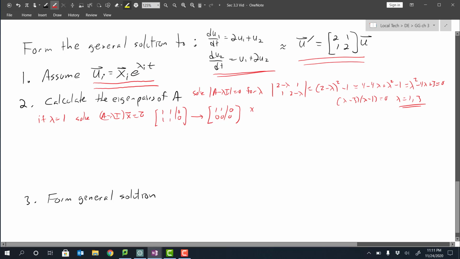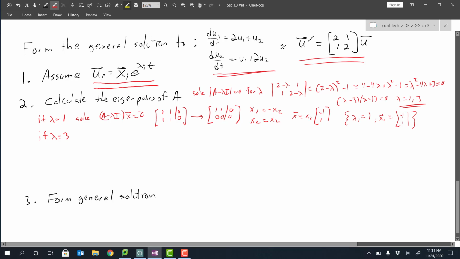From here, I'll write out the associated equations. x1 is equal to negative x2. x2 is my free variable. And I can write my solution in parametric vector form to be this. And so from here, I can see my first eigenpair is when lambda equals 1, the associated eigenvector is negative 1, 1. So there's my first eigenpair. I'll do the same thing with my second eigenvalue.